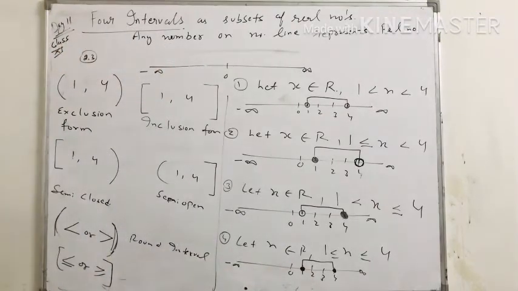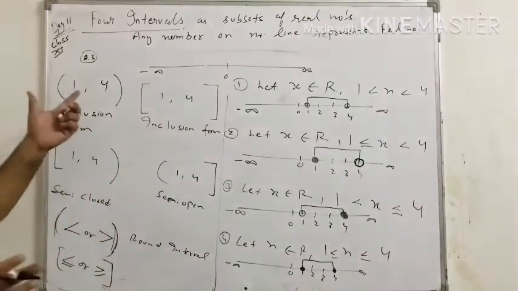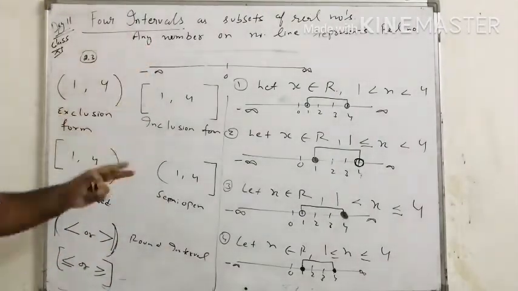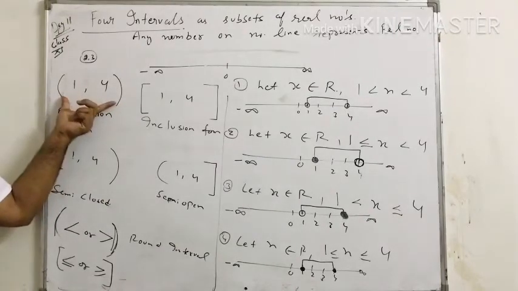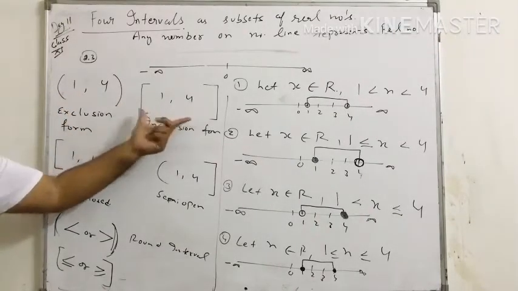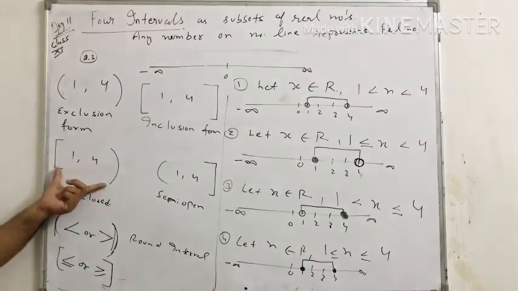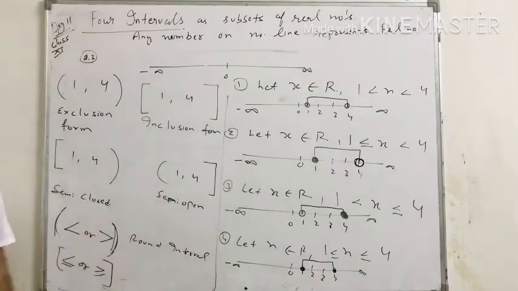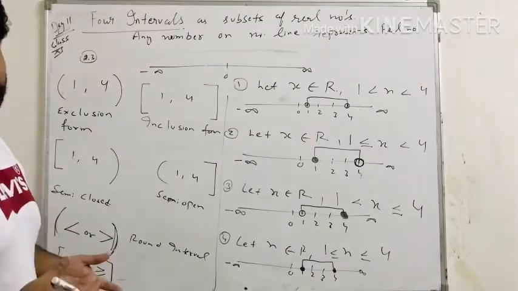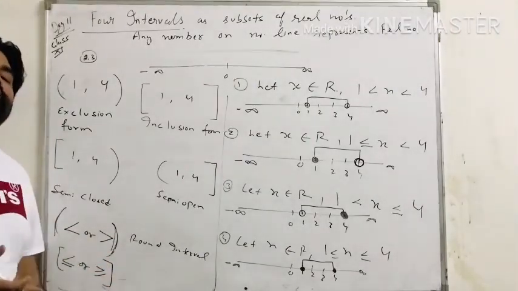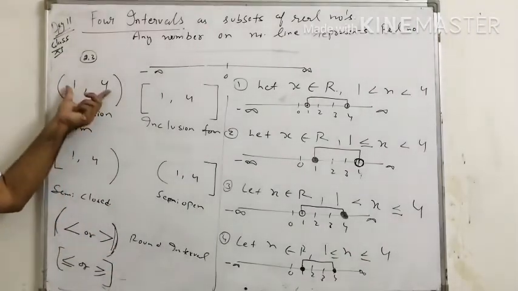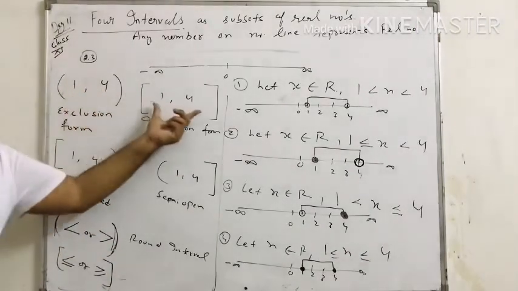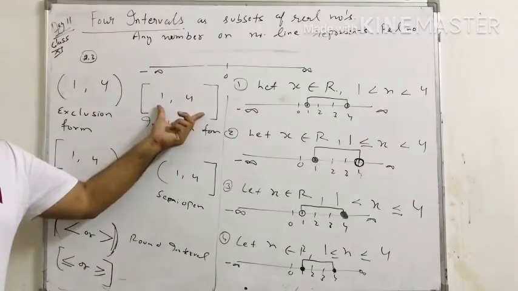So I just repeat the topic. Basically there are 4 intervals. The first one is open interval, the second one is closed, the third one is semi-closed, the fourth one is semi-open. In closed intervals we include the numbers, but in open intervals we don't include the numbers. For example, in this case the 2 numbers are excluded, but in closed intervals these 2 numbers are included.